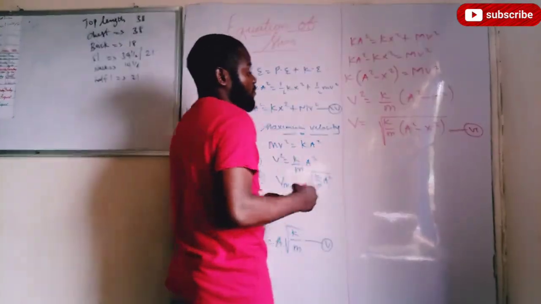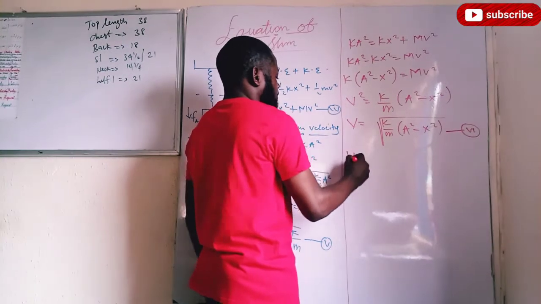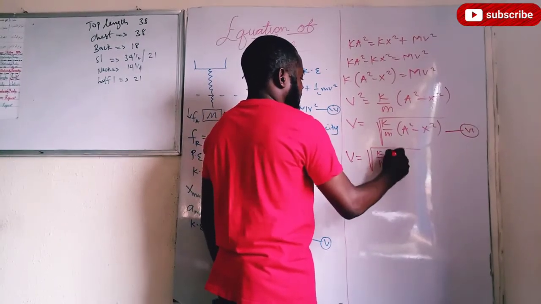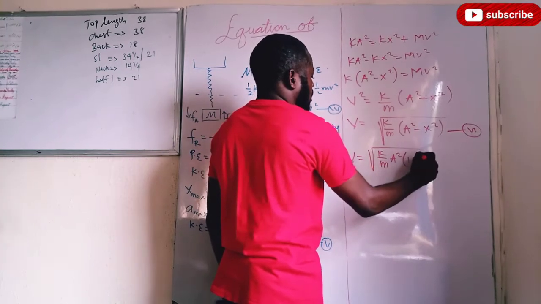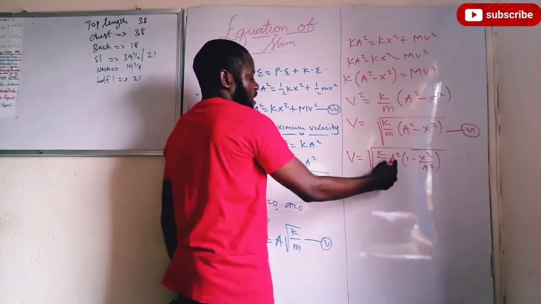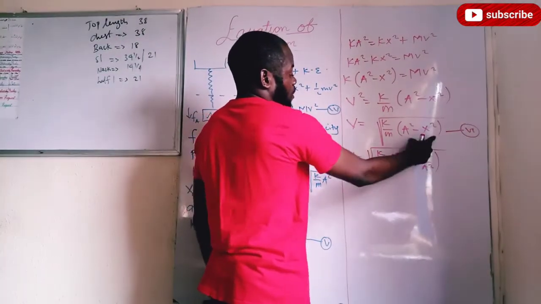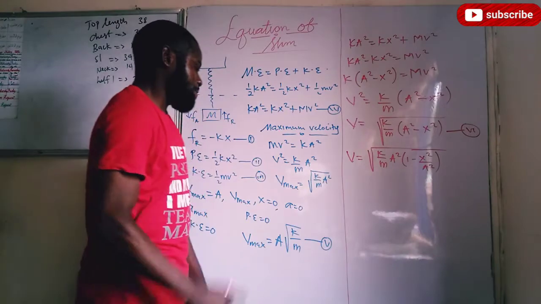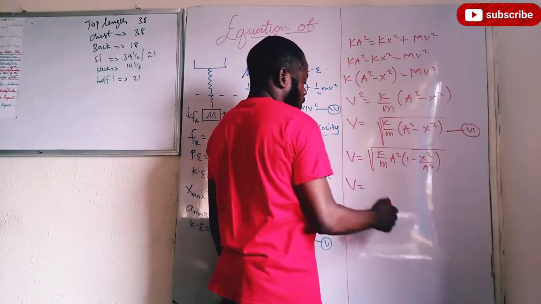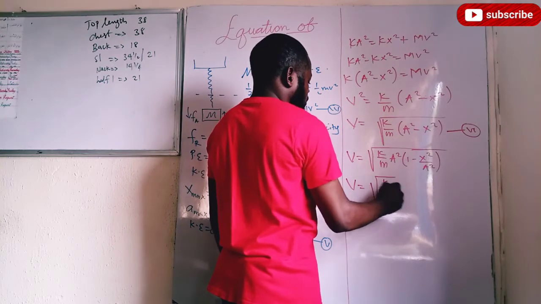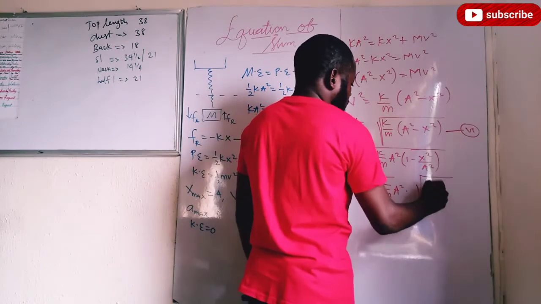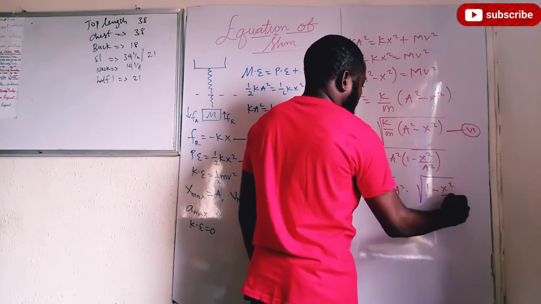What we just need to do is that we factorize out a². So if we do that, we are going to have k divided by m multiplied by a² into 1 minus x² over a². So if you look at this now, if I open this bracket with a² back, I will have this. So we've not done anything wrong. Correct? For better understanding, I will split this equation. I will now have the square root of k divided by m a² multiplied by the square root of 1 minus x² over a².